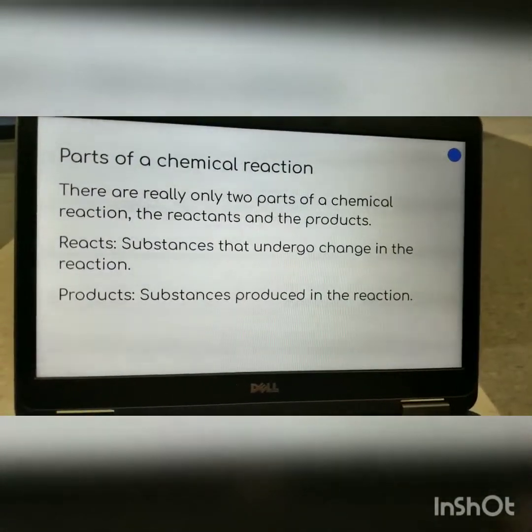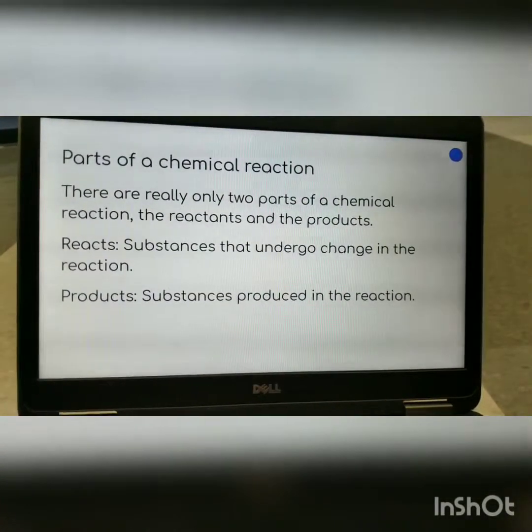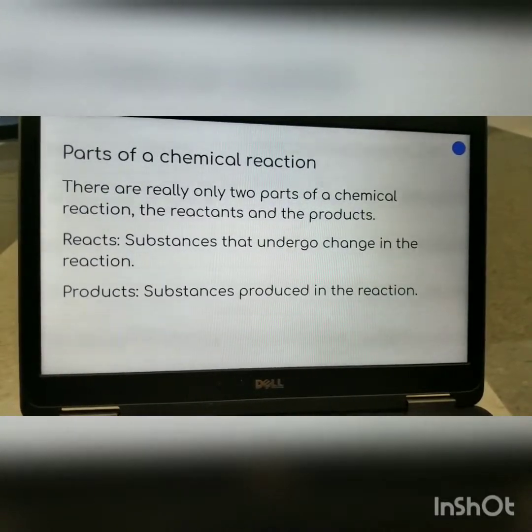The parts of a chemical reaction. There are really only two parts of a chemical reaction: the reactants and the products.